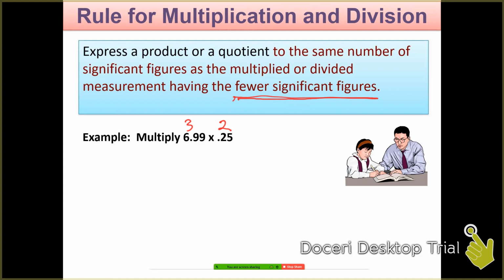Fewest. So you don't look at places behind your decimal. You go to counting significant figures. Like I said, 2 sets of rules can be a little bit confusing. So if I put this in my calculator, I get something like that. But because I can only have 2 sig figs, 7 is my second sig fig. Since there's a 4 behind it, I don't need to round it up, so my answer would be 1.7.